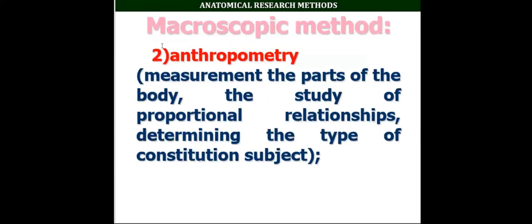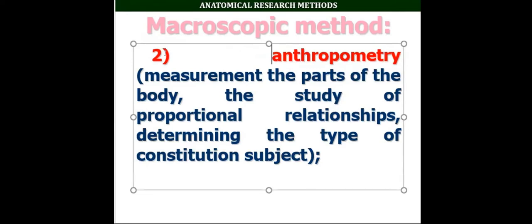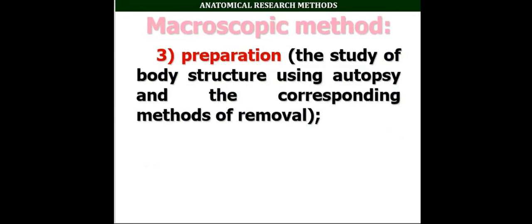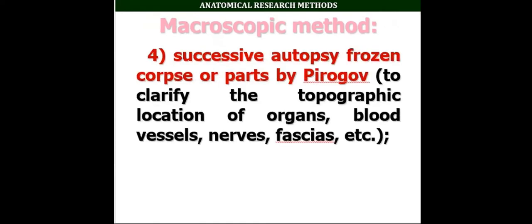Next one is anthropometry, when a person measures the size of some parts of the body and determines the type of constitution and other things. And preparation, parts of the macroscopic methods, is the study of the body's structure using autopsy and the corresponding methods of removal. And next is autopsy of the frozen body or parts, by Pirogov, to clarify the topographic location of organs, blood vessels, nerves, fascias, etc.